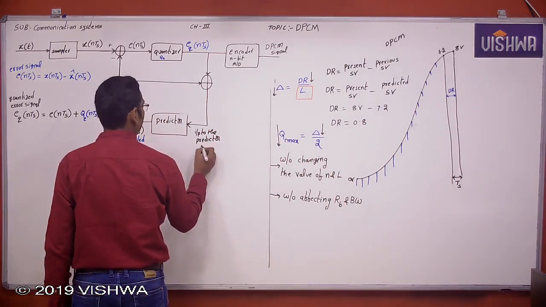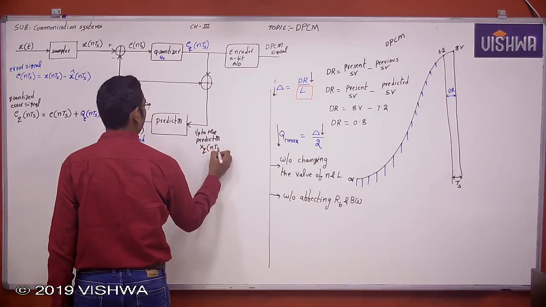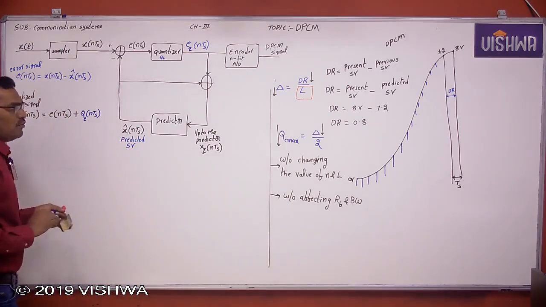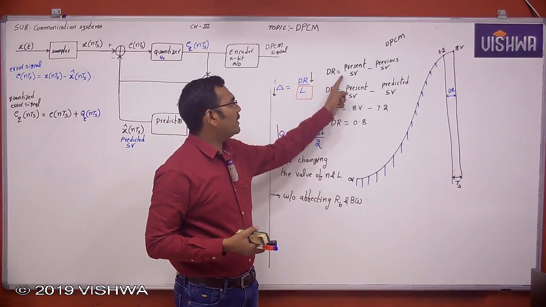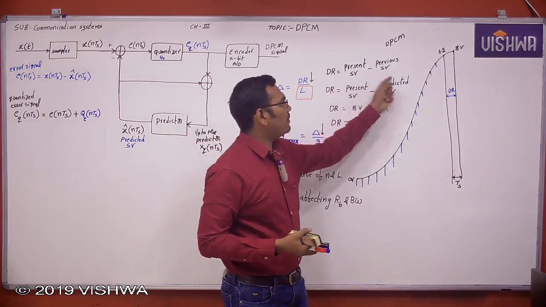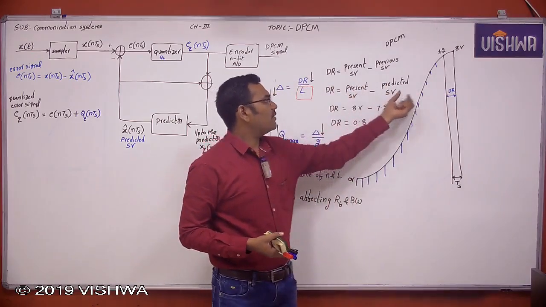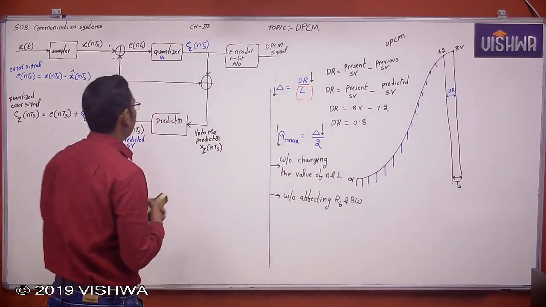Now let us take the input to the predictor, which is xq of nTs. First you understand the concept, which you can easily understand. What is the dynamic range? Present sample value minus previous sample value. One is present, another one is previous, or one is present, another one is predicted. The predictor is nothing but a delay of Ts seconds. That's why every time I take it as Ts seconds.